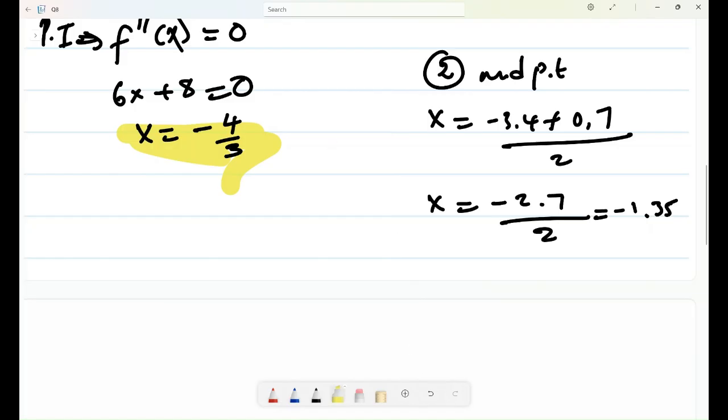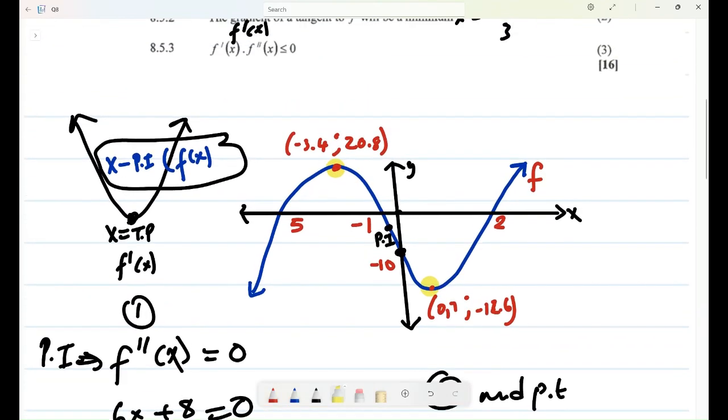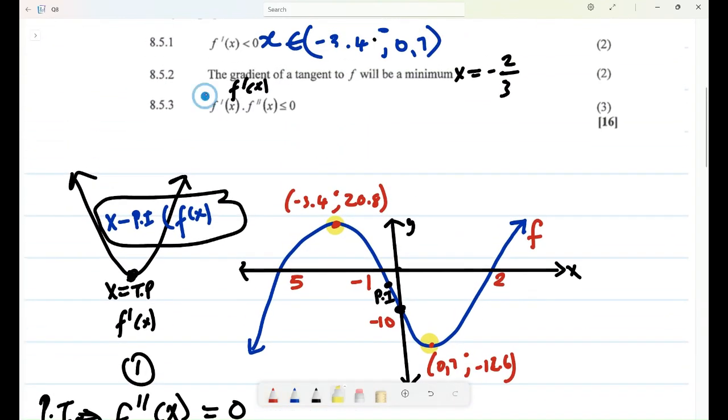Let's see if I have enough time. I need to explain this thoroughly. Okay, I think I have. Now wait, let's go directly to my graph. Now they ask where f prime of x multiplied by the second derivative is less than 0. Now I need you to draw this graph, the graph of this and the graph of that. That's the only way I'm going to teach you this.